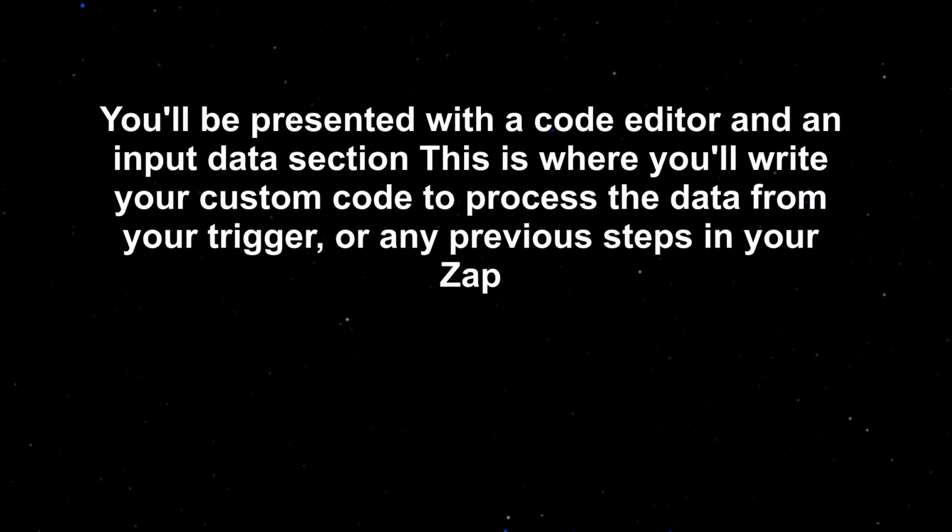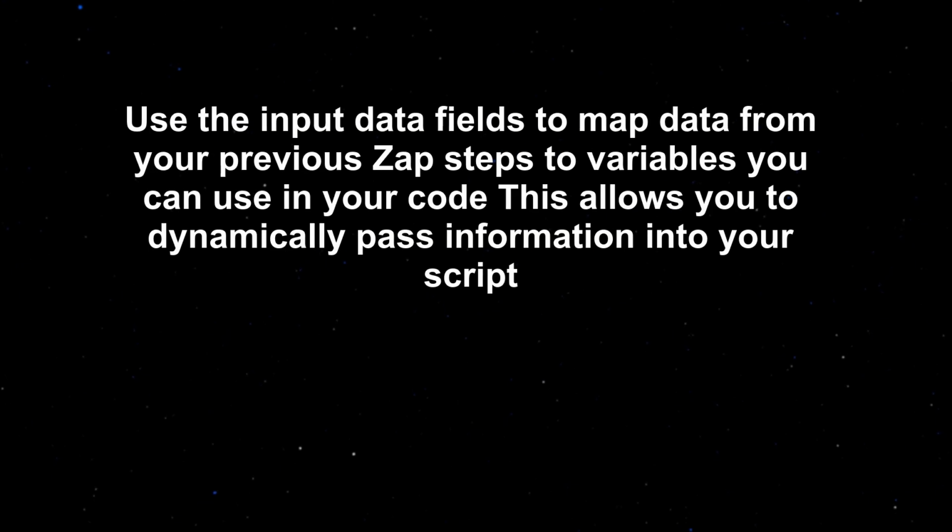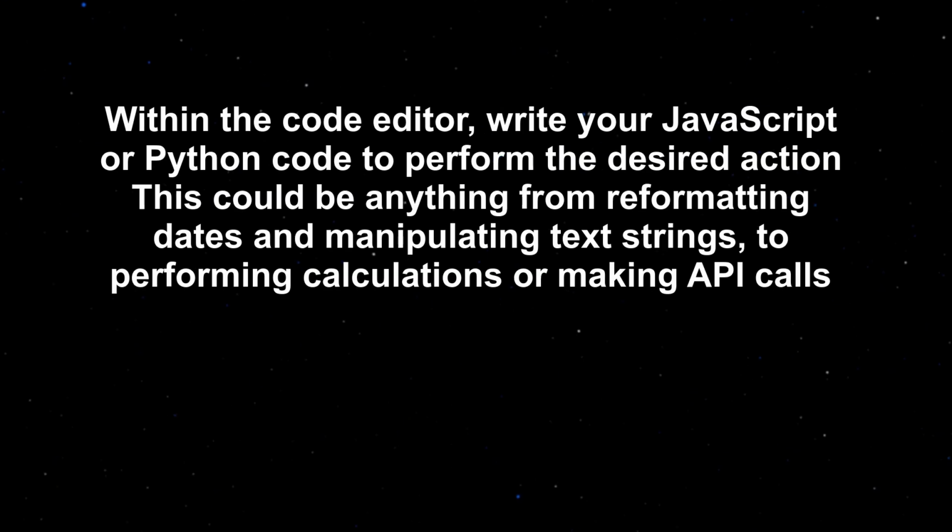This is where you'll write your custom code to process the data from your trigger or any previous steps in your Zap. Use the input data fields to map data from your previous Zap steps to variables you can use in your code. This allows you to dynamically pass information into your script. Within the code editor, write your JavaScript or Python code to perform the desired action. This could be anything from reformatting dates and manipulating text strings to performing calculations or making API calls.